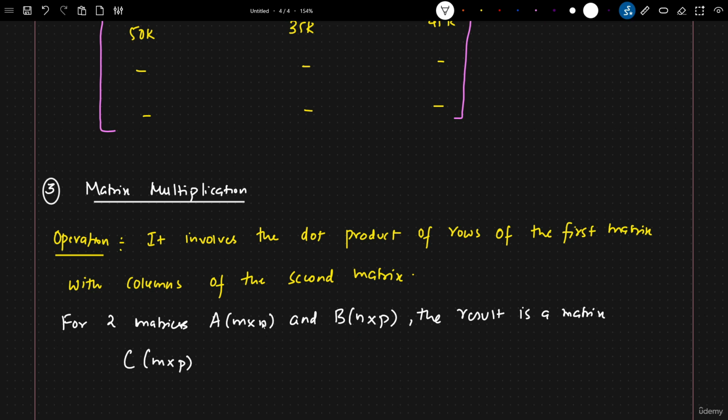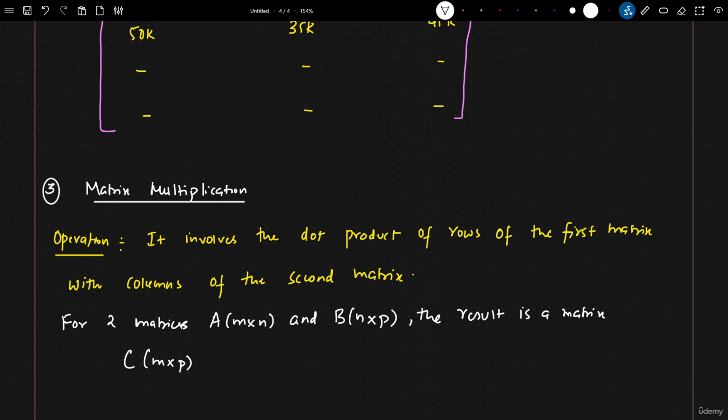Now what is this N? N in the A matrix is nothing but the number of columns. In B, N is nothing but the number of rows. So if these two are common, then only will we be able to perform a matrix multiplication. And finally, you'll get a new dimension, which is M cross P, where M will be your rows and P will be your columns. So just keep that in mind.